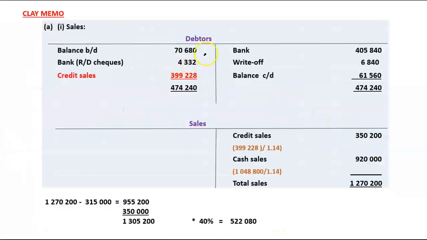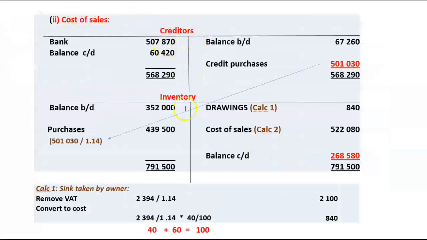Right, so we're done with debtors, we're done with sales. Let's see how far we got with creditors and inventory. Now, in our creditors account, we had the opening balance, we had the amounts paid to the creditors, and we have the closing balance. So therefore, the balancing figure that we're going to get on the credit side of the creditors account is credit purchases.